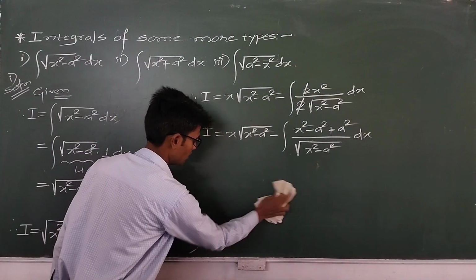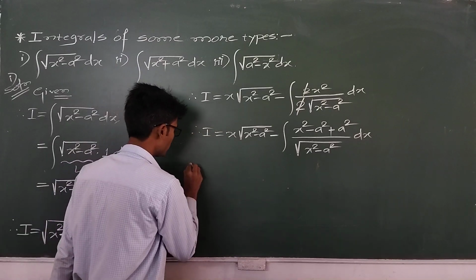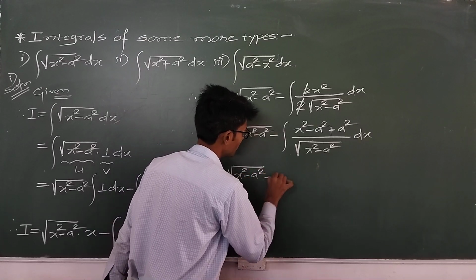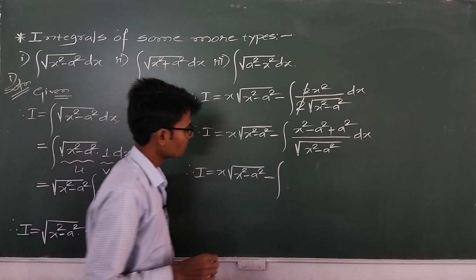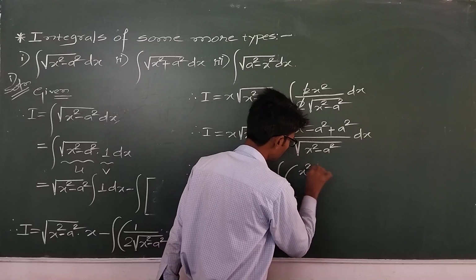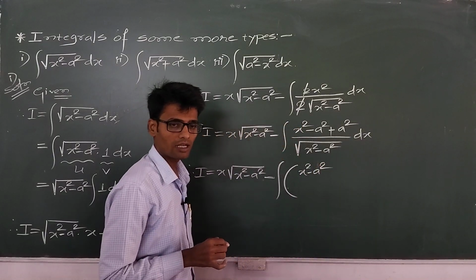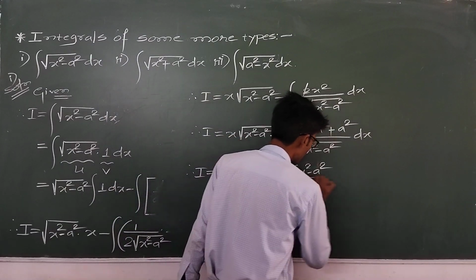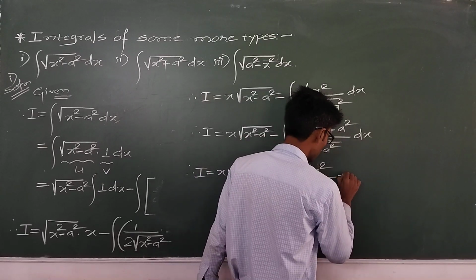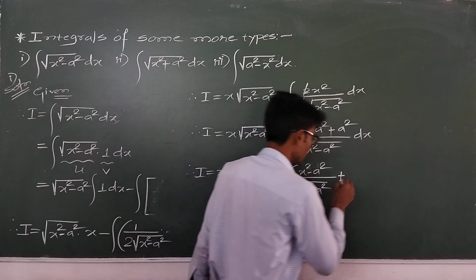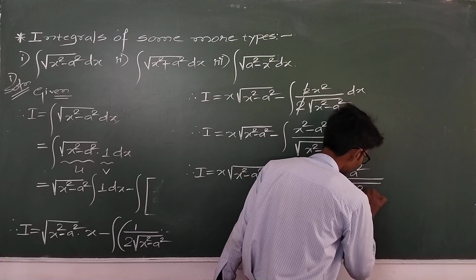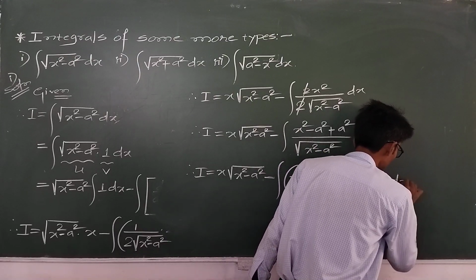Now, after this I'll write I equal to x into square root of x square minus a square minus integration of x square minus a square divided by square root of x square minus a square. After that plus a square divided by square root of x square minus a square with respect to x.